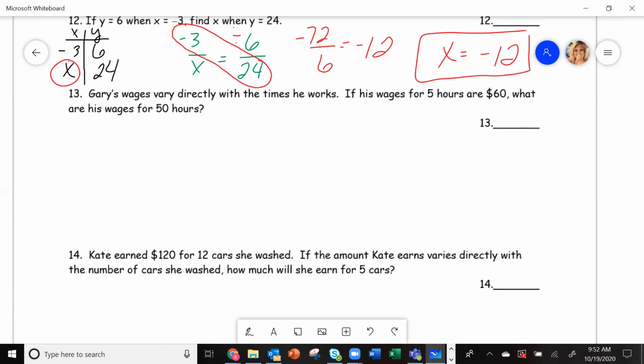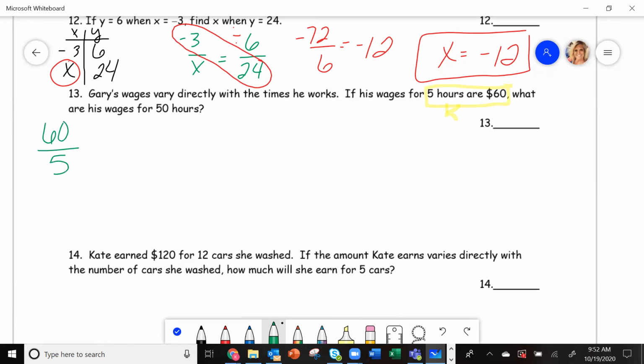It says Gary's wages vary directly with the time he works. It says right here that if he works 5 hours, he gets $60. This is going to help us find our K value. To find my K value, I have to do 60 divided by 5. That tells me how much he gets paid an hour. 60 divided by 5 gives me 12. He's getting $12 an hour. So my $12 is my K, and my equation would be y equals 12x.